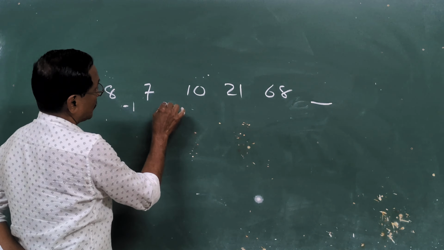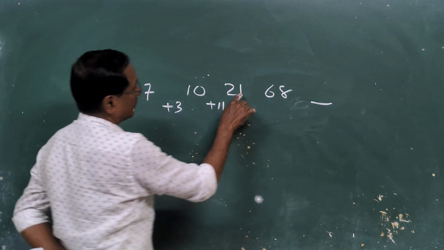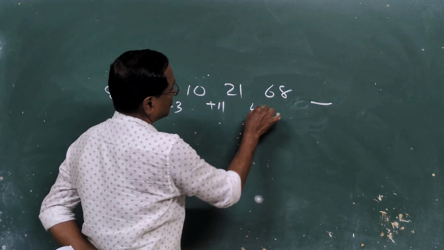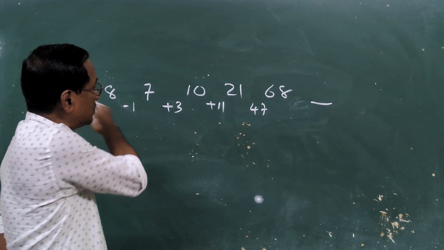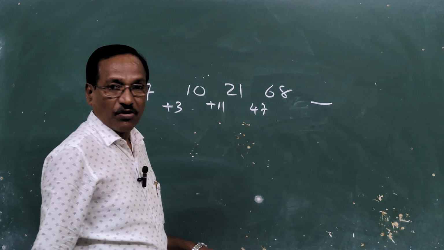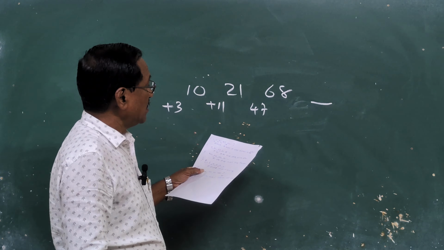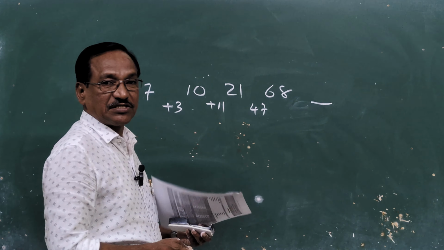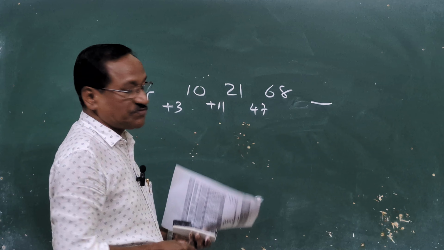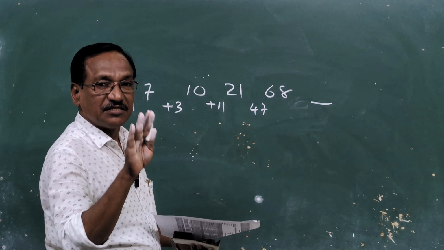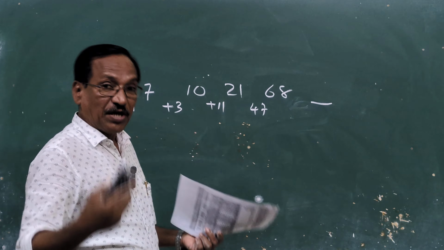Then this is plus 3. Then here it is plus 11. Then here it is plus 47. The adding numbers are not in any order. So even though first we suspected that the sequence is an addition pattern sequence, by finding the numbers we can understand that it is not an addition pattern. Then we try for multiplication pattern.